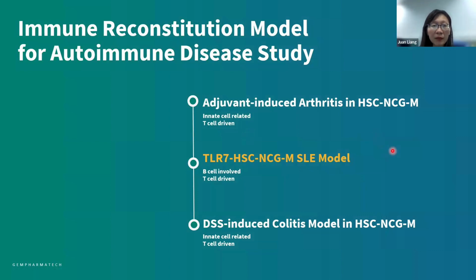So the next autoimmune model I'd like to introduce is the TLR7 HSC NCG mice. We use this method to establish the SLE disease model in these mice.